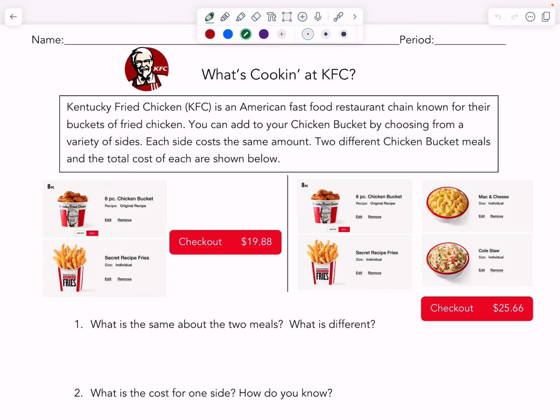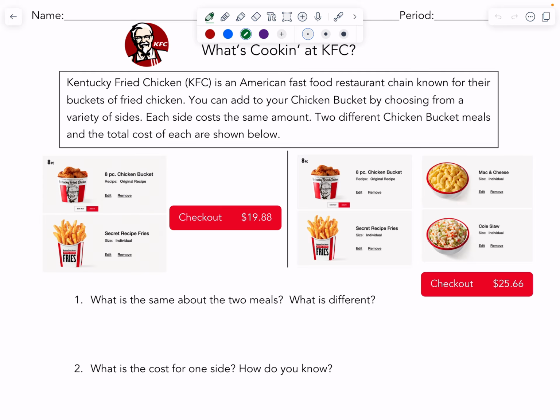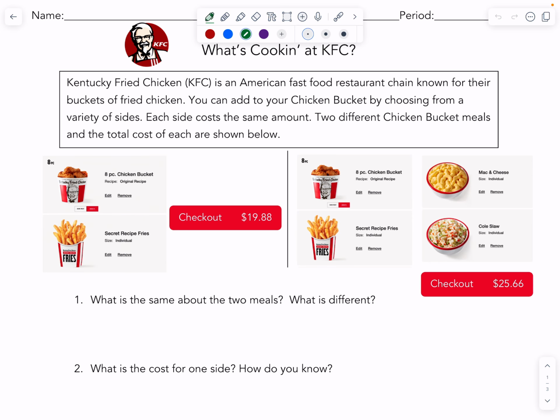So yet again, we are faced with a mathematics lesson. So KFC, the American fast food restaurant chain known for their buckets of fried chicken. You can add to your chicken bucket by choosing a variety of sides. Each side costs the same amount. Here are 2 different chicken bucket meals, and the total costs are shown below.